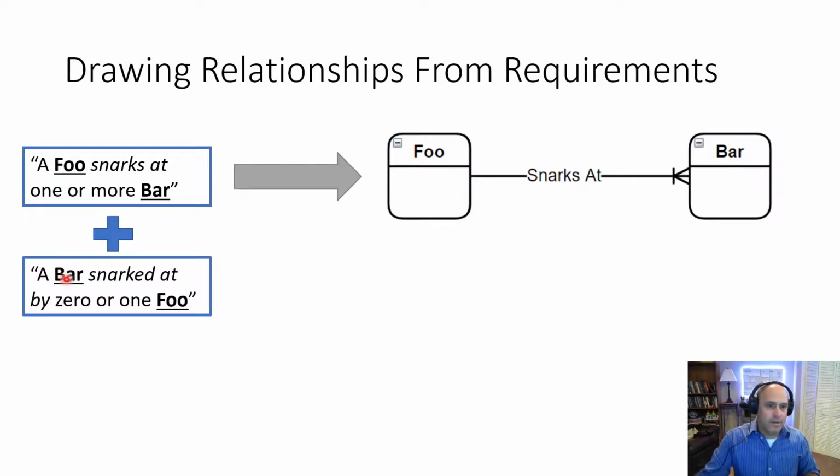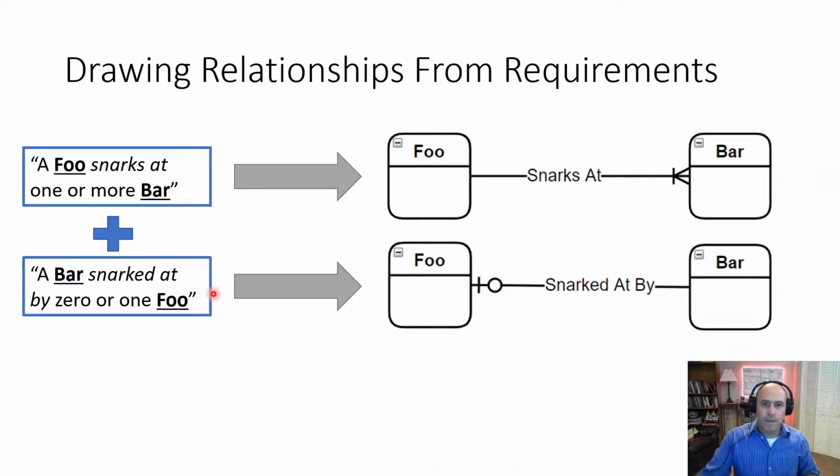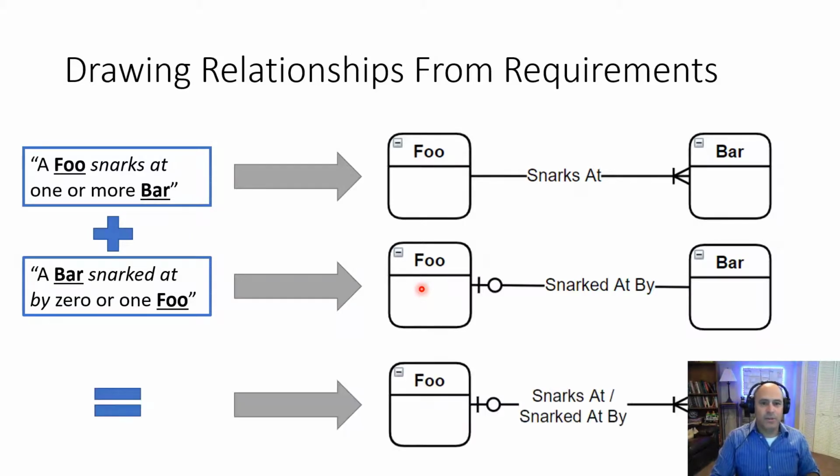Bar snarked at by 0 or 1 foo. Bar snarked at by 0 or 1 foo. Together, this is what the relationship looks like. Foo snarks at 1 or more bar. Bar snarked at by 0 or 1 foo. Okay?